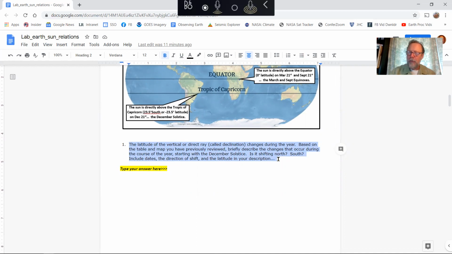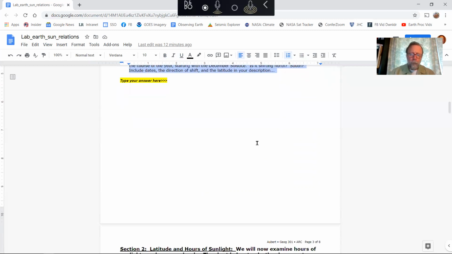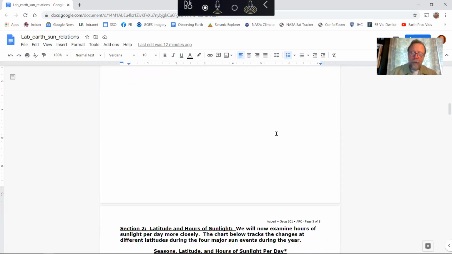I want to make sure you understand how the declination changes as Earth revolves around the sun during the course of the year. And again, what's the big deal about declination? Well, that's where the sun is directly overhead. That's the location that's getting the most energy. So then we start to walk through these issues one by one. I know this looks like a lot of pages, but there's a lot of maps and tables and graphics.